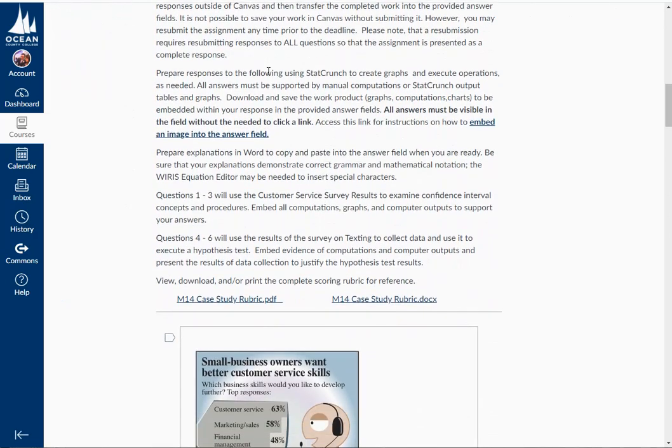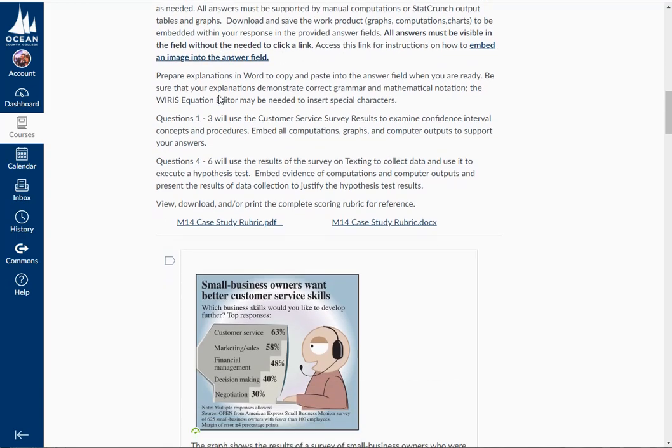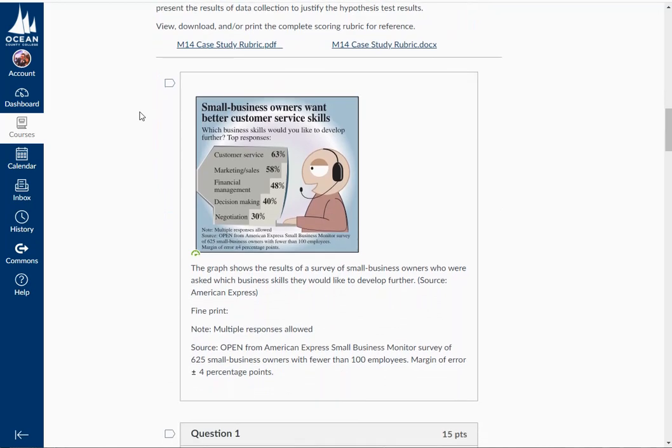It goes on to say questions 1 through 3 will use customer service survey results to examine confidence interval concepts and procedures. And questions 4 through 6 will use the results of a survey on texting to collect data and use it to execute a hypothesis test. Okay, so let's do questions 1, 2, and 3 together real quick.